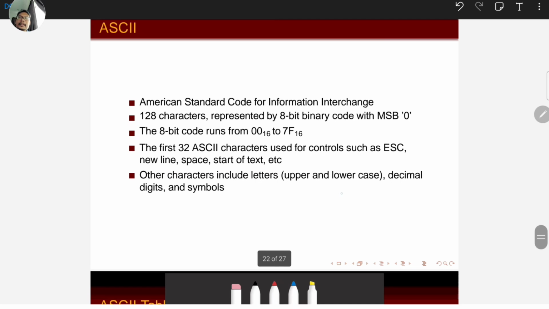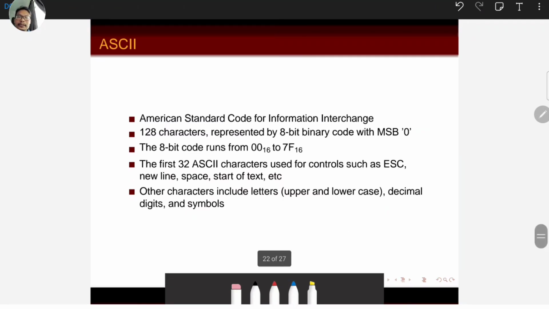And finally, we have the ASCII. Okay, the ASCII code. ASCII is the American Standard Code for Information Interchange, and we have 128 characters represented by an 8-bit binary code with MSB 0. The 8-bit code runs from 00 to 7F. The first 32 ASCII characters are used for controls. Other characters include letters, decimal digits, and symbols.